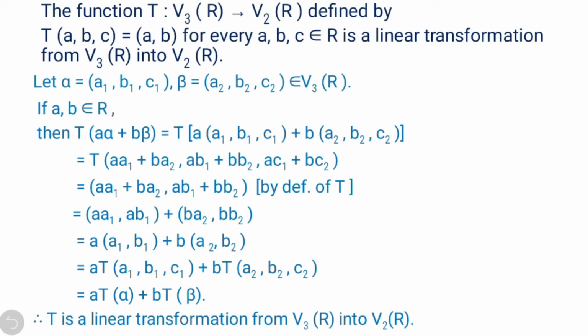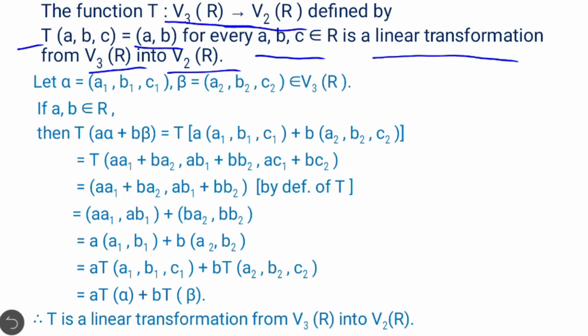Suppose we have a function T from V3(R) to V2(R), which is defined by the transformation T(a, b, c) equals (a, b) for every a, b and c belonging to R. Is it a linear transformation from V3(R) to V2(R)? We are given a function, or you can say a mapping, and we have to show that this is a linear transformation.